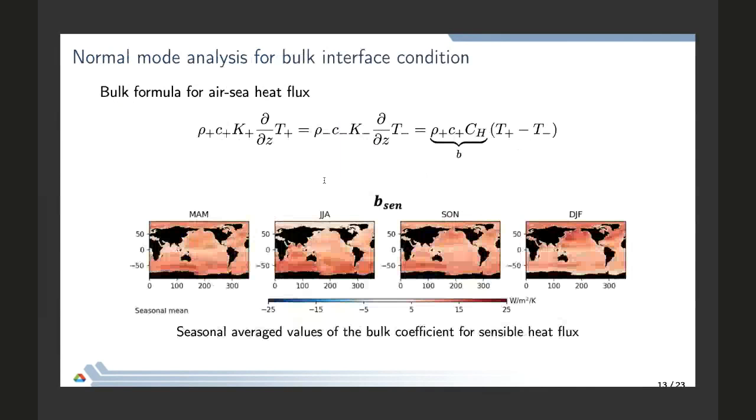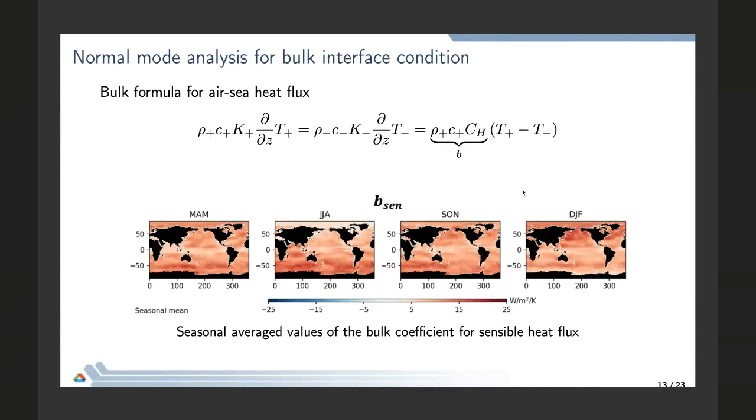So now let's look at the more interesting problem, the stability analysis for bulk interface condition. Recall that the bulk formula defines the interfacial flux as a linear function of the difference in the temperature. For simplicity, we define the coefficients before the difference, rho c_p C_H, as a single new variable b. Note that this b is not a constant.